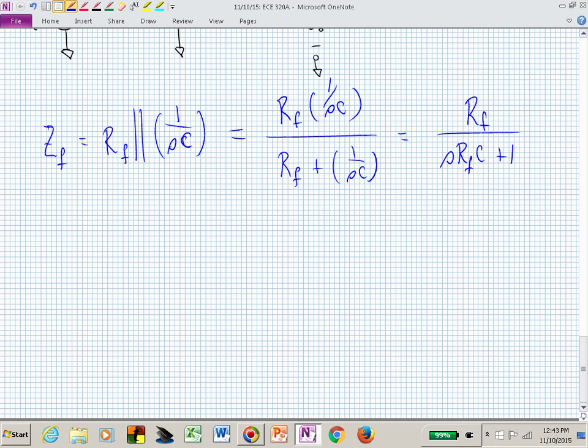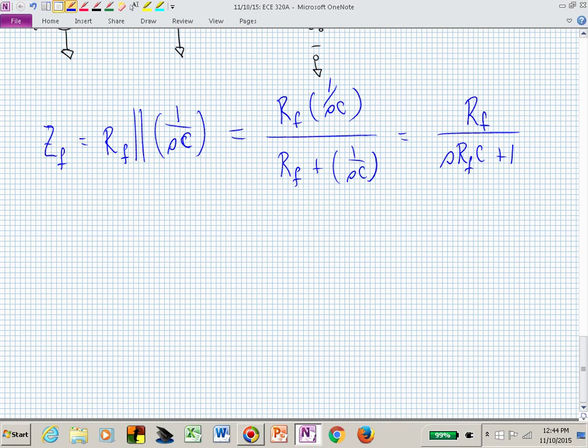What's a low frequency? DC, or 0. If you plugged in s equal to 0, what's Z sub F? R sub F. It's a pure resistor. But what happens as the frequency increases? What happens to that impedance?